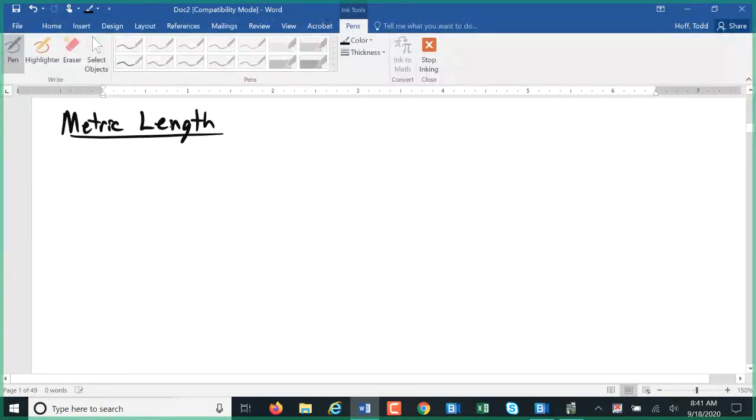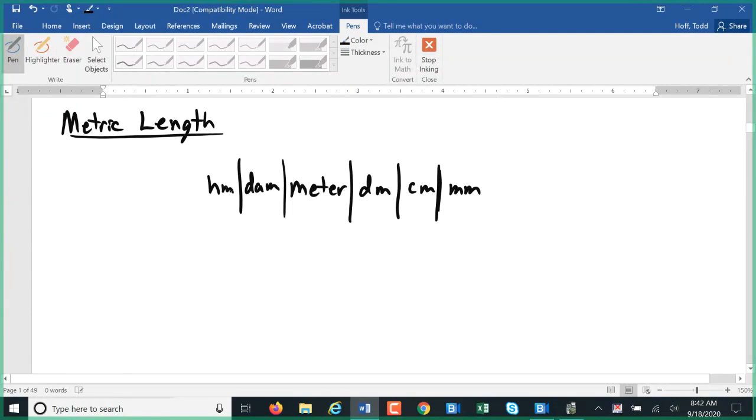We're calling it our major unit of length is the meter. And as we went either direction, let's go smaller first. We have the decimeter, that's 1/10 of a meter, centimeter, that's 1/100th of a meter, millimeter, that's 1/1,000th of a meter. Going to the right, we have a decameter, which is 10 meters, a hectometer, which is 100 meters, and a kilometer, which is 1,000 meters.